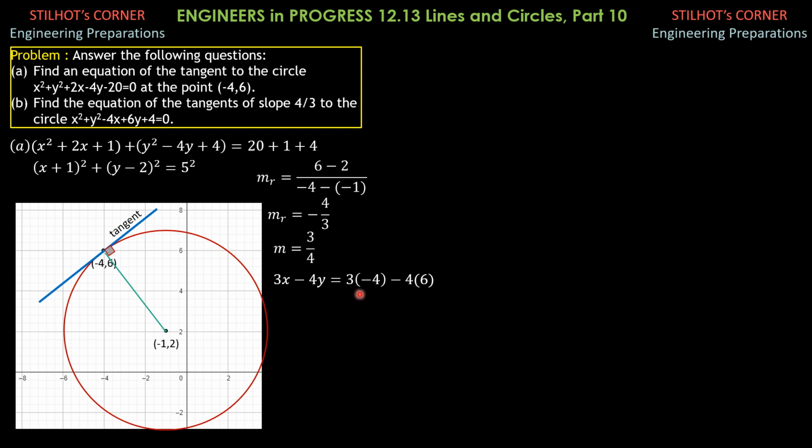It is 3x minus 4y equals negative 12 and negative 24, negative 36. So 3x minus 4y equals negative 36. That's the equation of the tangent.